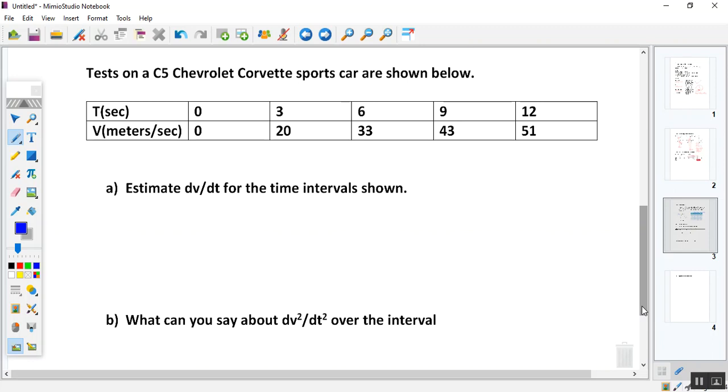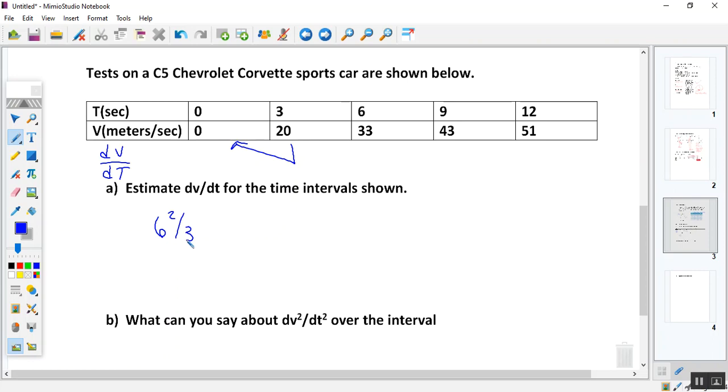Here, guys, it says estimate dv/dt, or the derivative of v with respect to t, for the time intervals. Let's just put that right down here. Okay, for the first one right here, what's the change in velocity, kids? 20, divided by what? 3. 20 divided by 3. 6 2/3, is that right? Yeah. Okay, that's the first.